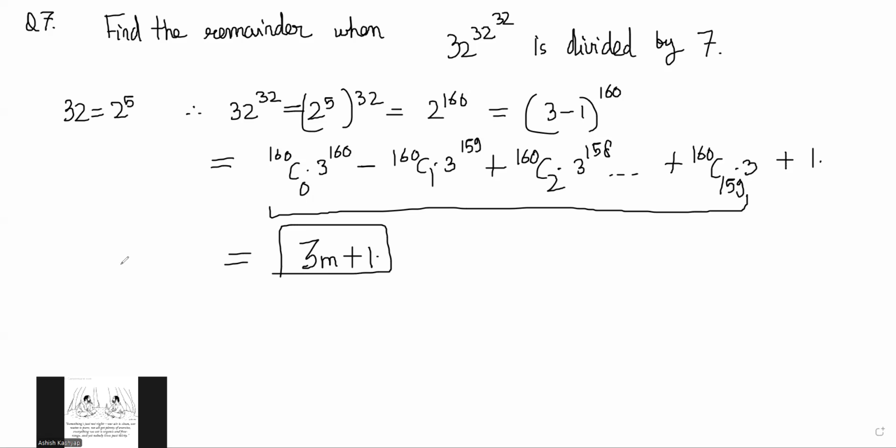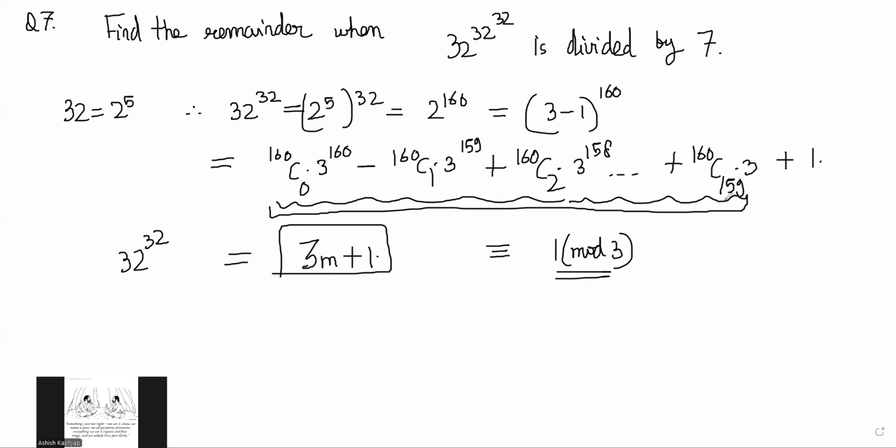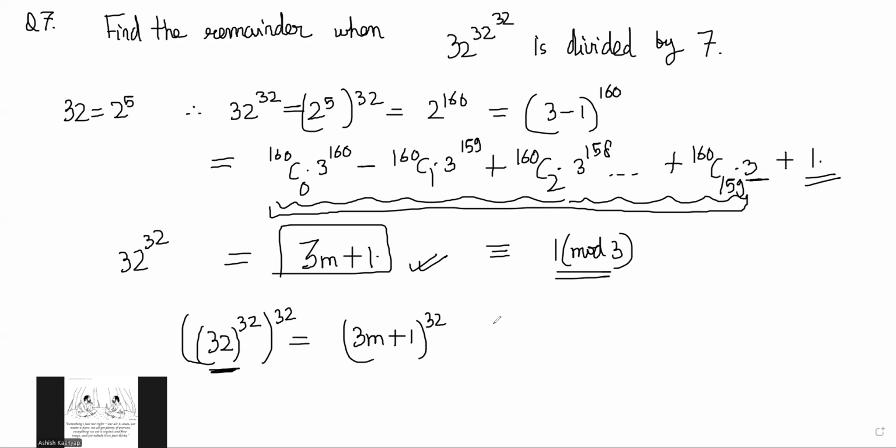What I'm saying right now is that 32 to the power 32 is congruent to 1 mod 3, or it leaves a remainder 1 when divided by 3, because all of these first terms are divisible by 3 till here. Every term is divisible by 3, only the last term is not divisible and it gives a remainder 1, right? So now that we know this, let's think about what is 32 to the power 32 to the power 32. We know that this number is of the form 3m plus 1. So we can write it as 3m plus 1 to the power 32, right?